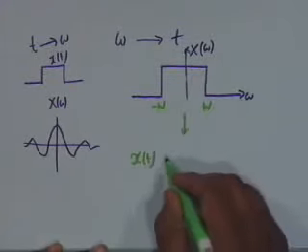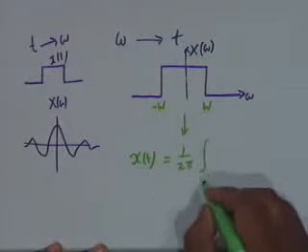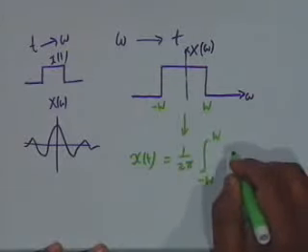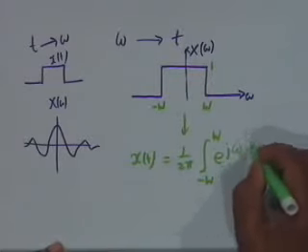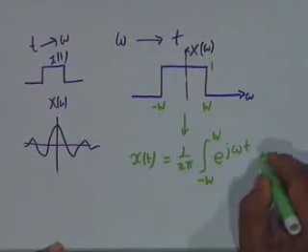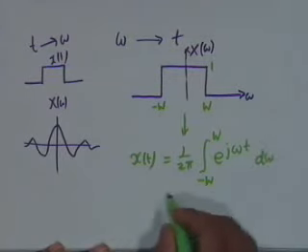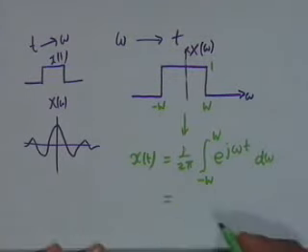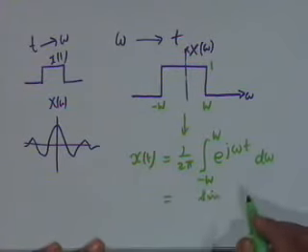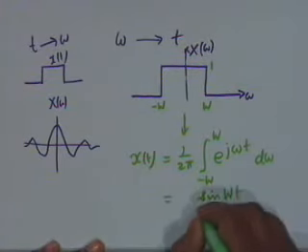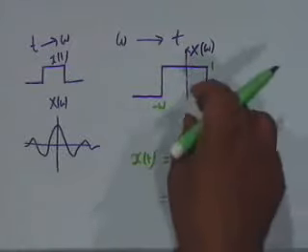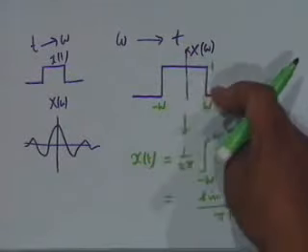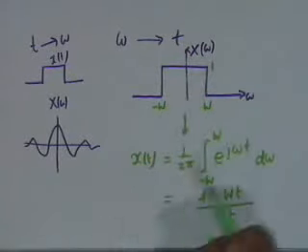That is, I take 1 by 2 pi, then I have to integrate only from minus W to plus W, the value, let's take the value as 1, then e to the power j omega t, integration with respect to omega, d omega. And if you do this, a very simple integral, you will see that what we get is sine of Wt divided by pi t. And this is a very interesting phenomenon, namely that if we start with a rectangular pulse in the frequency domain, the inverse transformation again gives a sine x by x form.